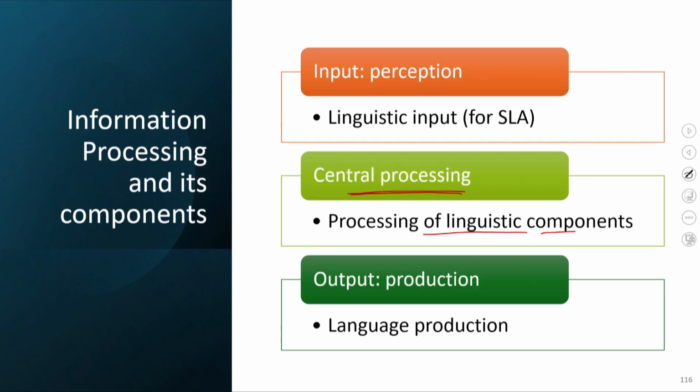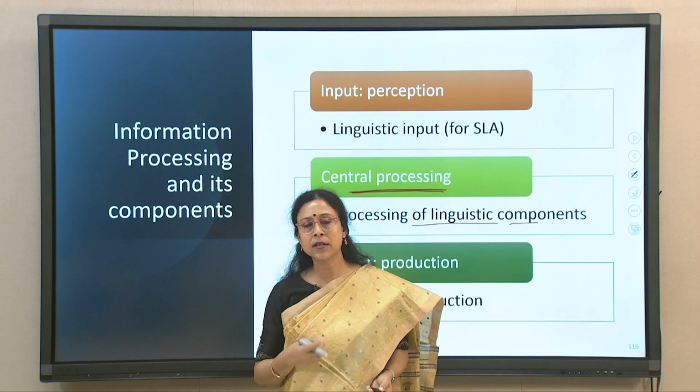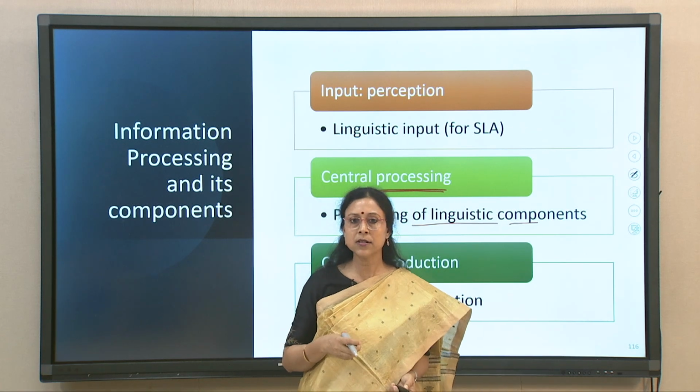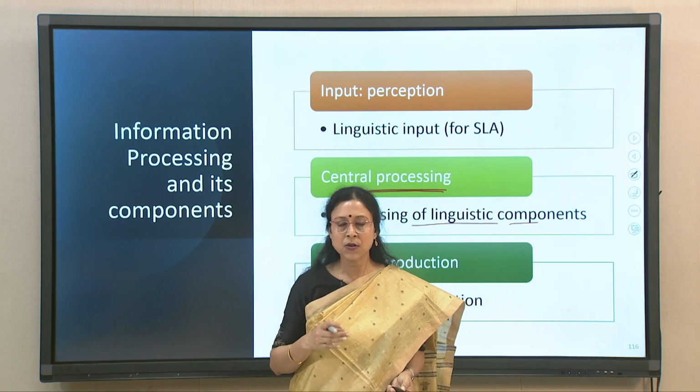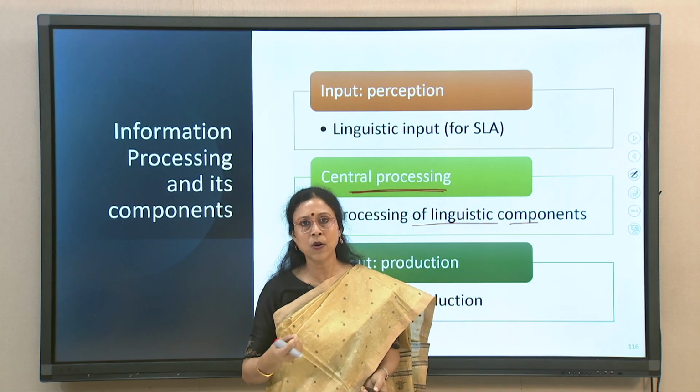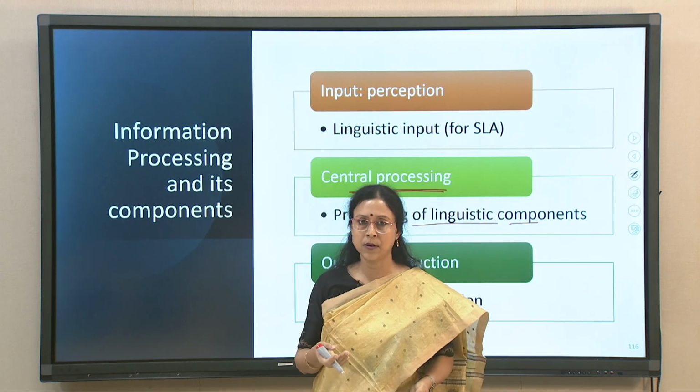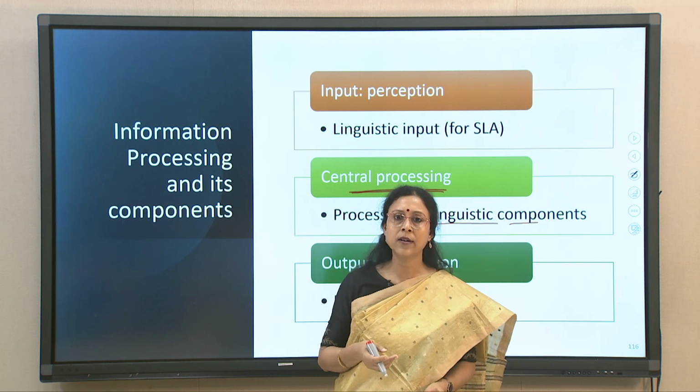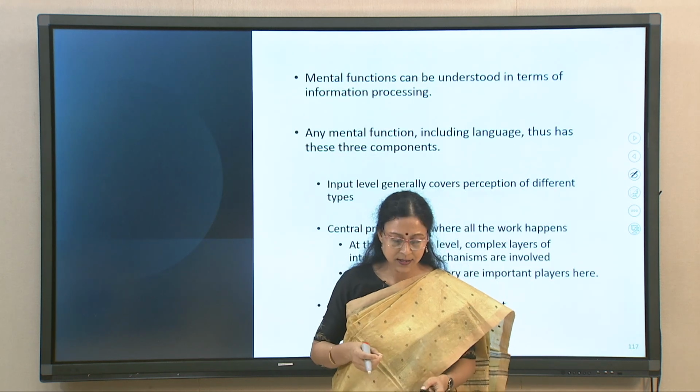And then output. In psychological terms, output can be many things. Because we are talking about language here, we will stick to language production, as in either speaking or writing. There are 2 ways of producing language, speaking or writing. So, this is the structure.